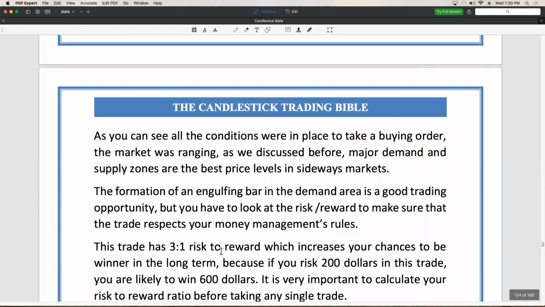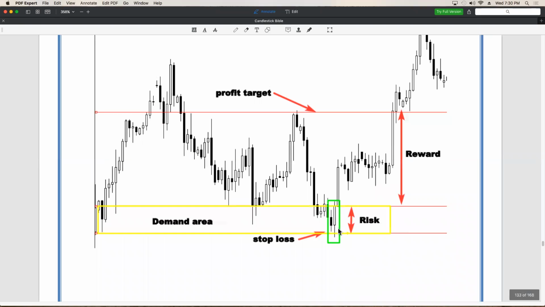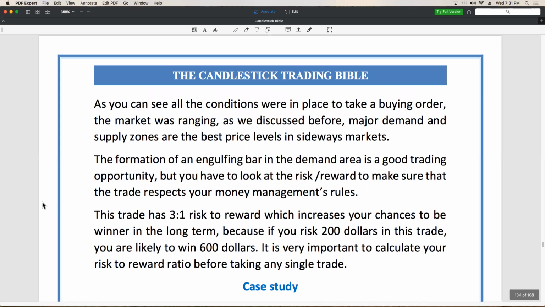Okay. As you can see, all the conditions were in place to take a buying order. Let's look at it again. You see, yeah, it's at the floor. It's the double bottom. And the stop loss is below the previous wick. And you come on up like that. So as you can see, all the conditions were in place to take a buying order.